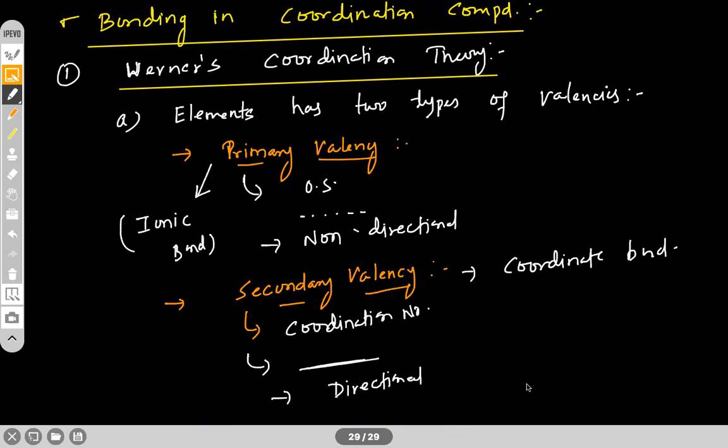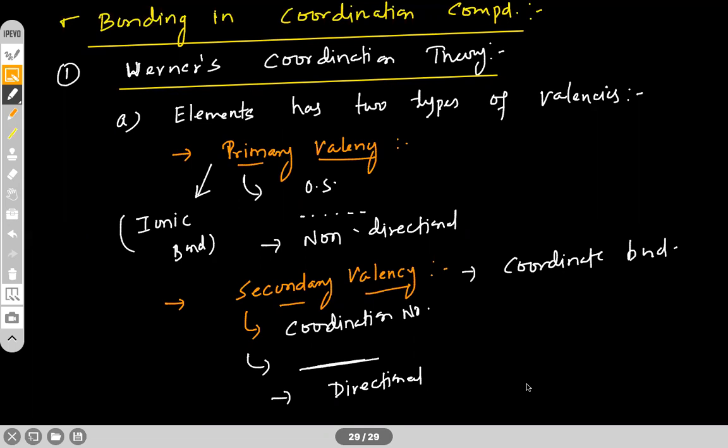Sir, you said that primary valencies are satisfied only by negative ions, no, sir? Yes, right. Sir, but then in complexes like K4[Fe(CN)6], potassium, which is a positive ion, is satisfying the primary valency, no, sir? No, it's not like that. I'll take one example in a few minutes.